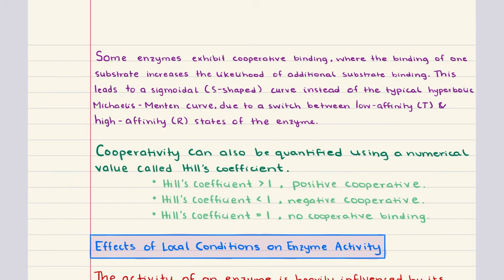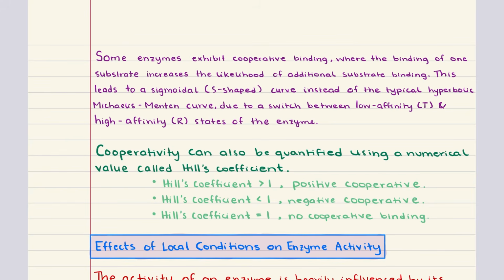Instead, they show cooperative binding, where the binding of one substrate actually changes the enzyme's shape in a way that increases the likelihood that additional substrates will bind. So in other words, binding one substrate makes it easier for the next one to bind. And this behavior is typically associated with enzymes that have multiple subunits or multiple active sites.